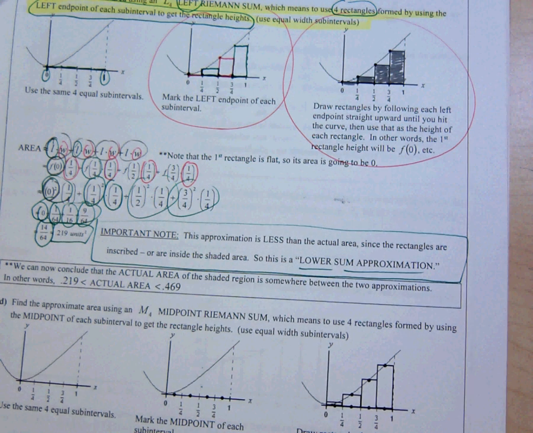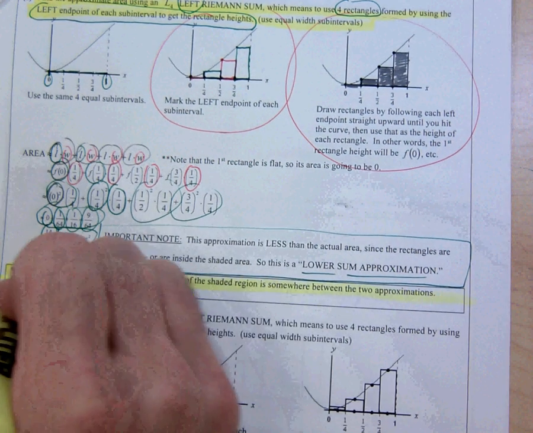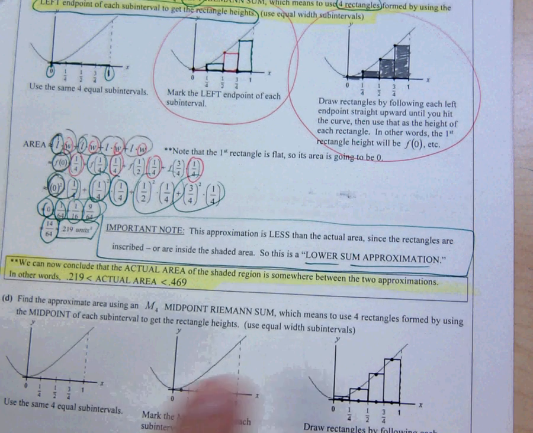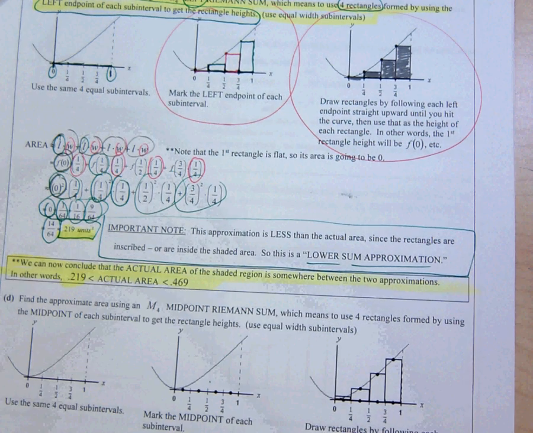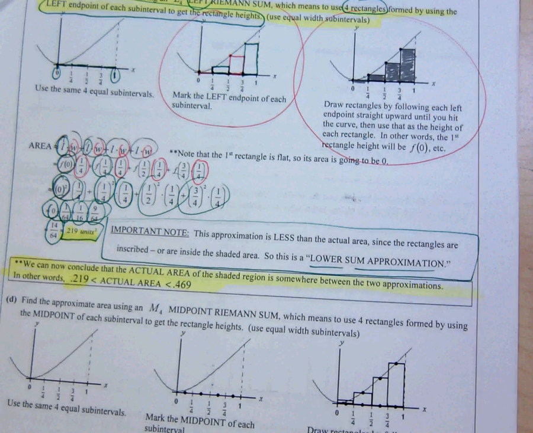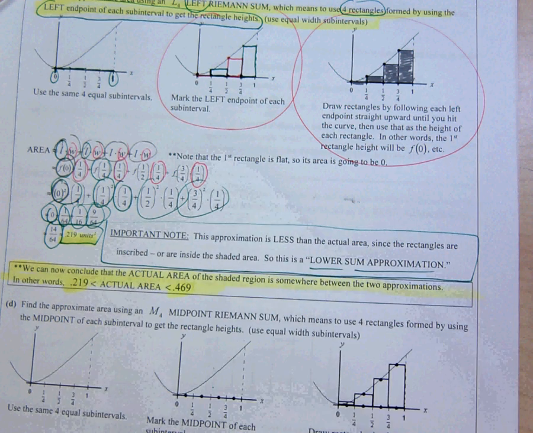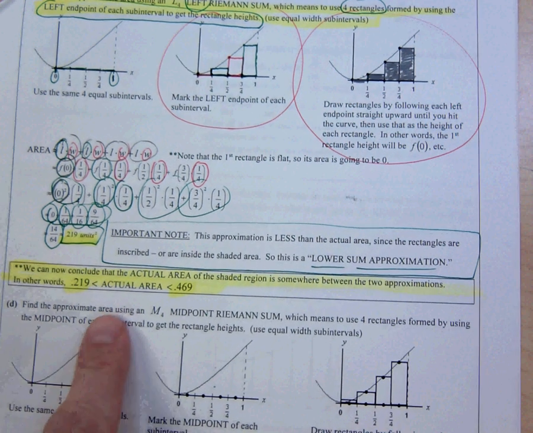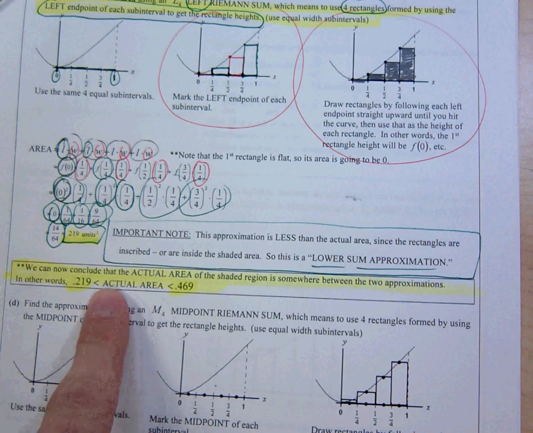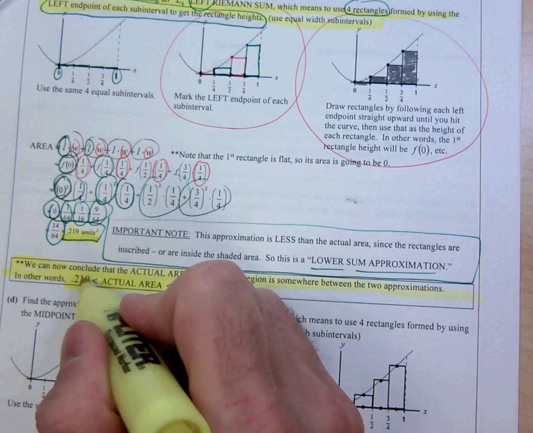All right, so let's stop for a minute and read through this. Okay, so I just got 2.19 square units when I use the left endpoints. In part B, when I use the right endpoints, I got 0.469 for the approximate area under the curve. And so common sense should tell you that the actual area that we want under the curve is somewhere in between those two numbers. Okay?